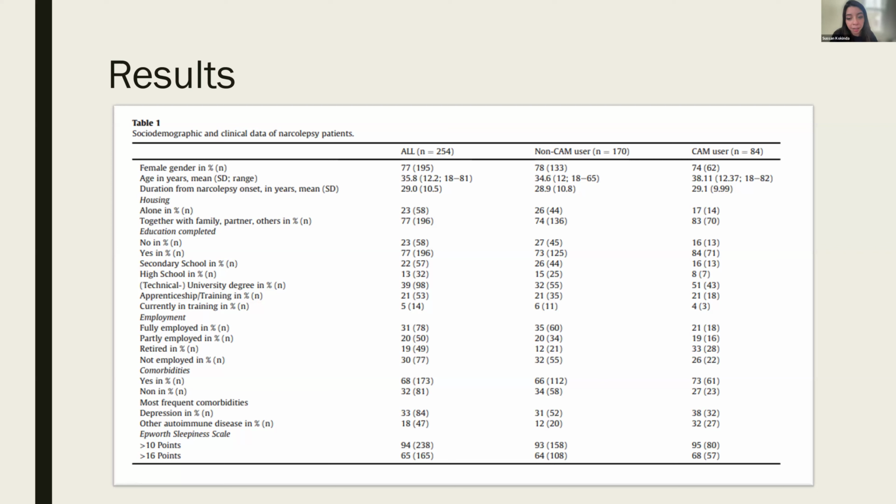But that would be a good study though, in the future, to assess concurrent CAM with traditional medication versus just traditional medication or just CAM, and to see if there's any difference.